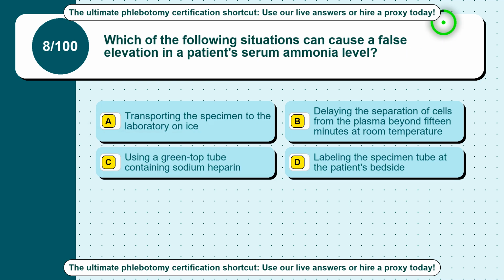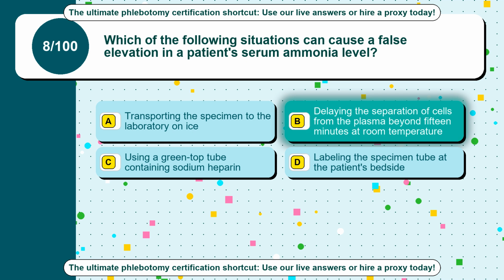Question 8. Which of the following situations can cause a false elevation in a patient's serum ammonia level? Option A. Transporting the specimen to the laboratory on ice. Option B. Delaying the separation of cells from the plasma beyond 15 minutes at room temperature. Option C. Using a green top tube containing sodium heparin. Option D. Labeling the specimen tube at the patient's bedside.